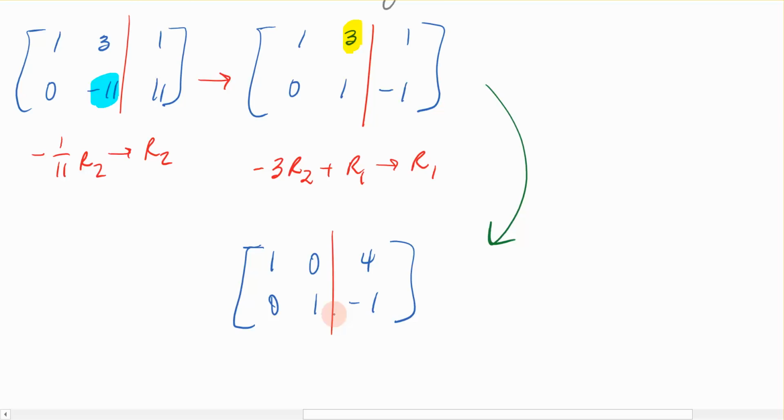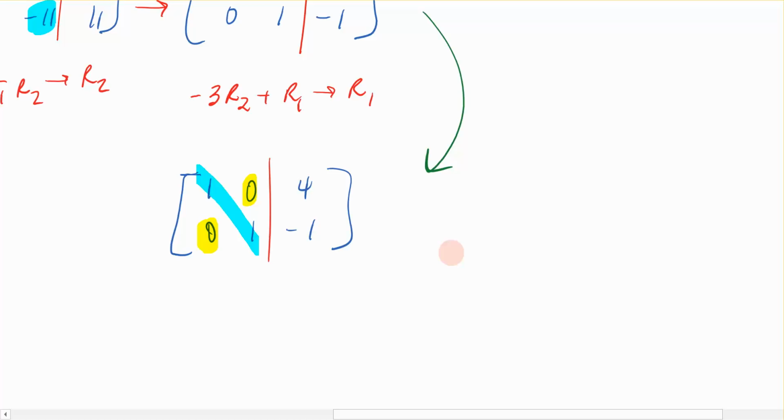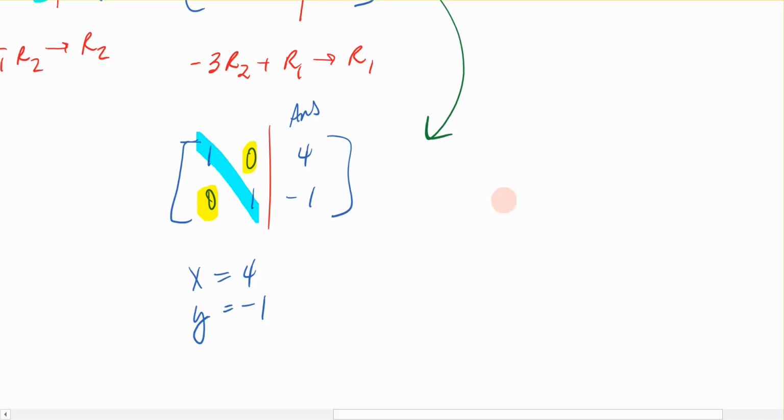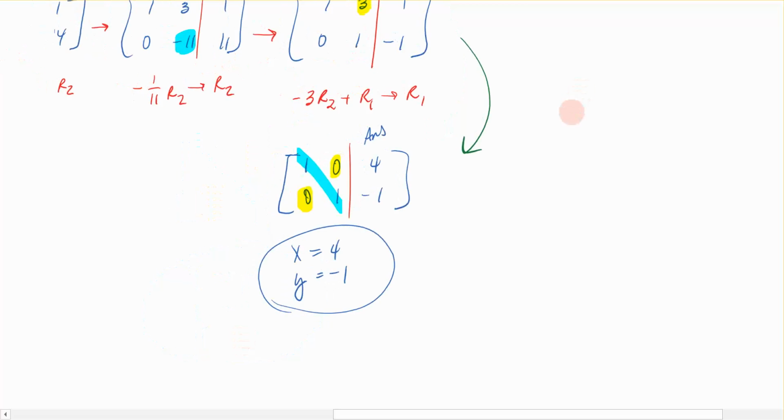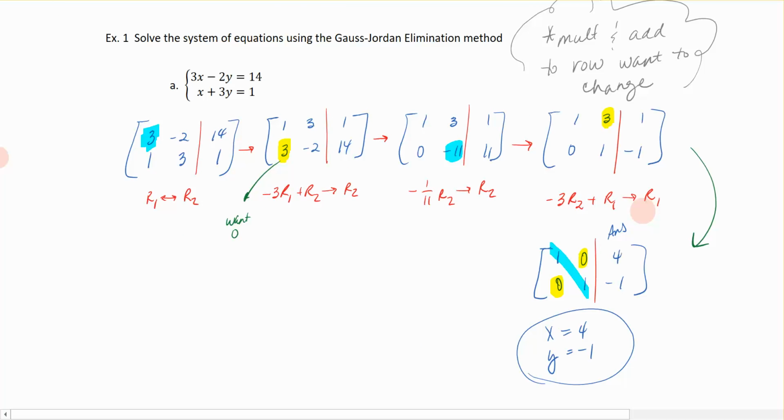So what have we found? We have 1s along the diagonal, 0s above and below. This is my solution matrix, giving me the answers to my system in the rightmost column. So again, this is the answer column. This says that my x variable is equal to 4 and my y variable is equal to negative 1. And that is the solution to this system of equations using the Gauss-Jordan elimination method.